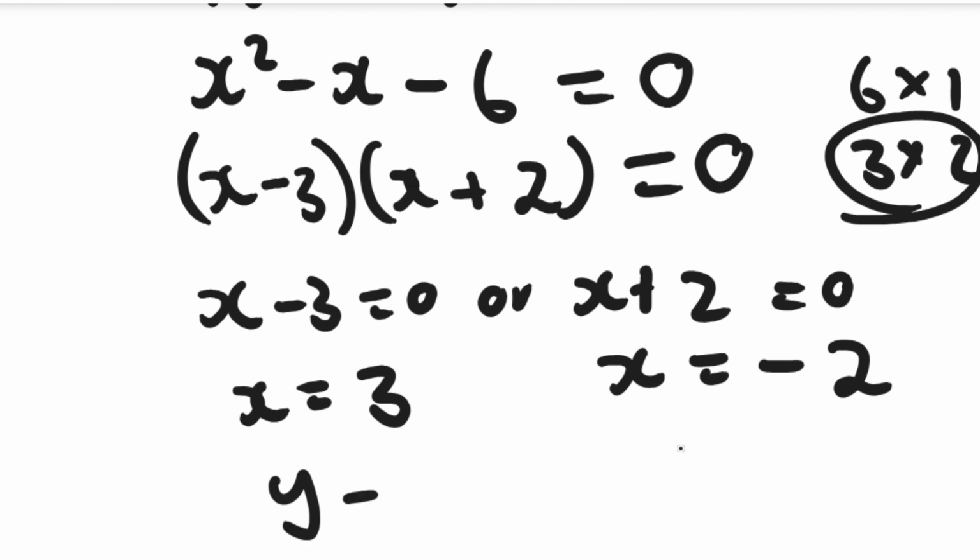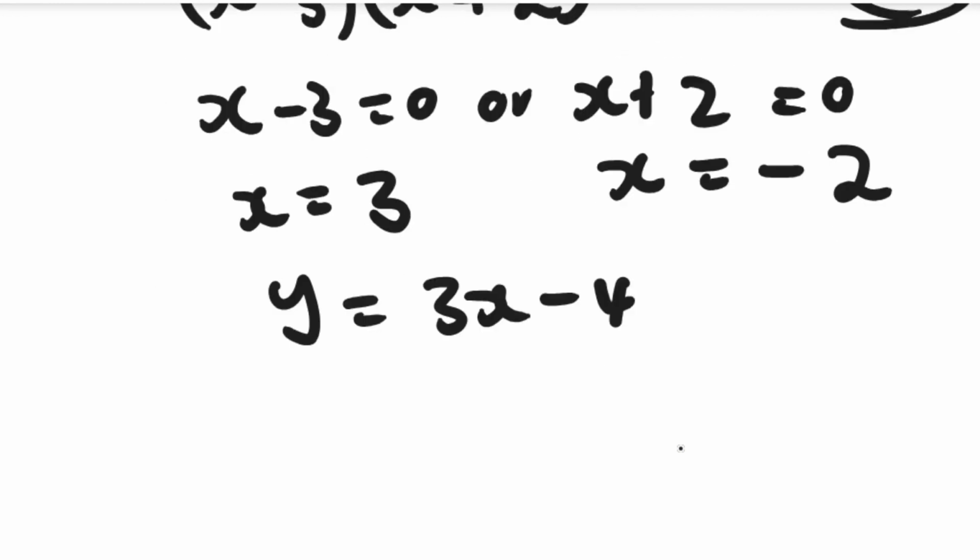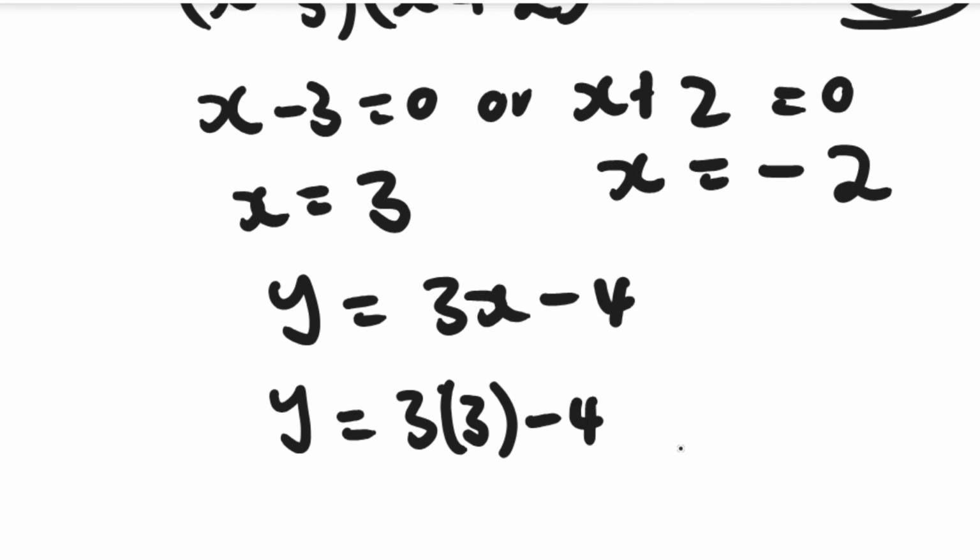Our y is 3x minus 4. We're going to use this equation and find the values of y now, that will make those two statements on top both correct. Okay, for x equals 3, our y is going to be 3 times 3 minus 4. This is 9, 9 minus 4, this is 5.